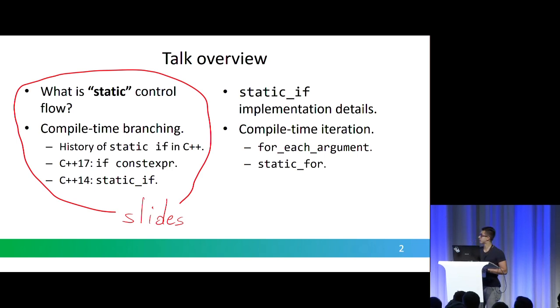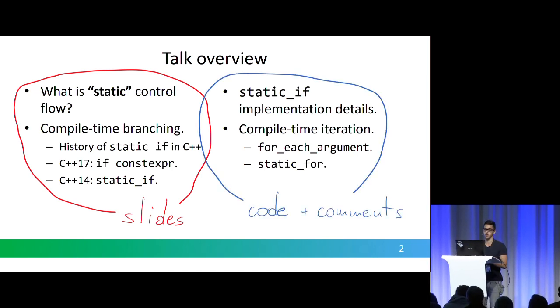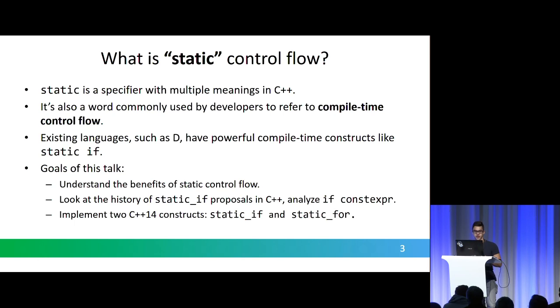Then we have static if implementation details and compile time iteration, and all of that will be done with code and comments. So there's going to be a lot of code. Hope you're ready. So what is static control flow?